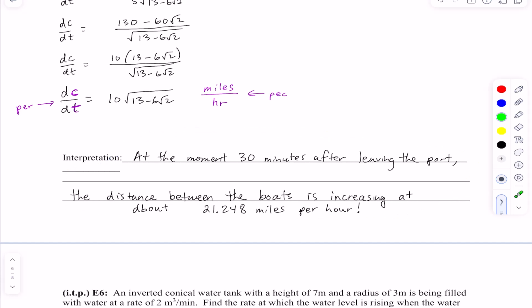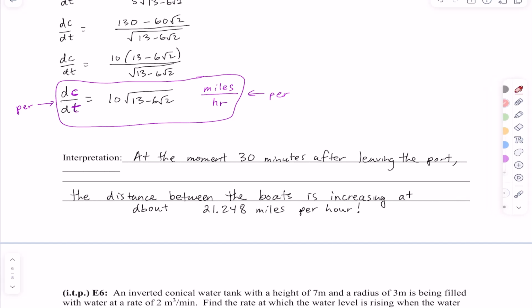Notice you do need an exact answer, and that exact answer is indicated right here. More importantly, you should be able to interpret and write a brief summary of what you found.